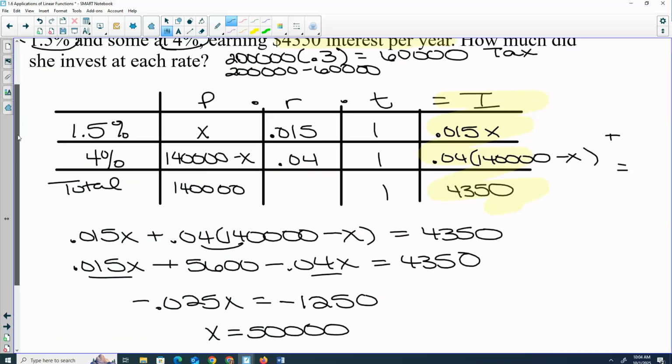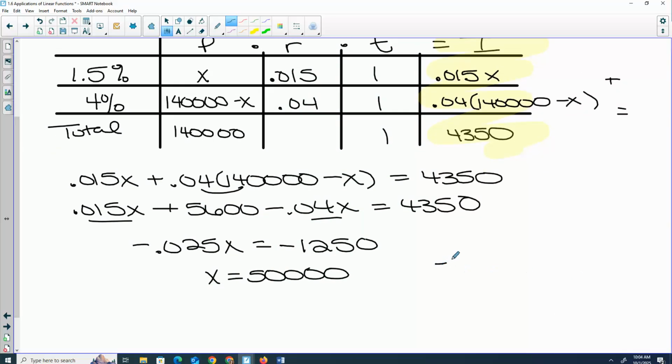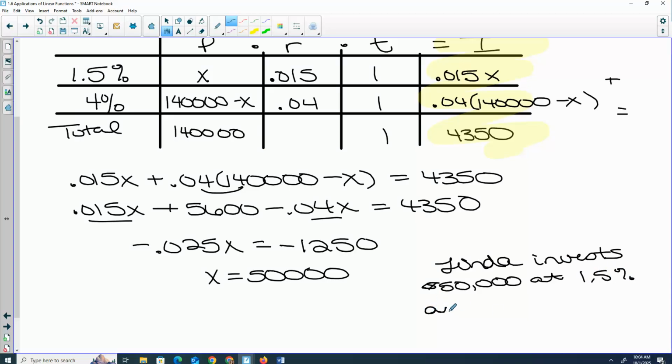The question was how much at each rate. Invest 50,000 at, I look at my table, x was the amount at 1.5%. To get the other one, we have to do 140,000 minus our 50,000. 90,000 at 4%.